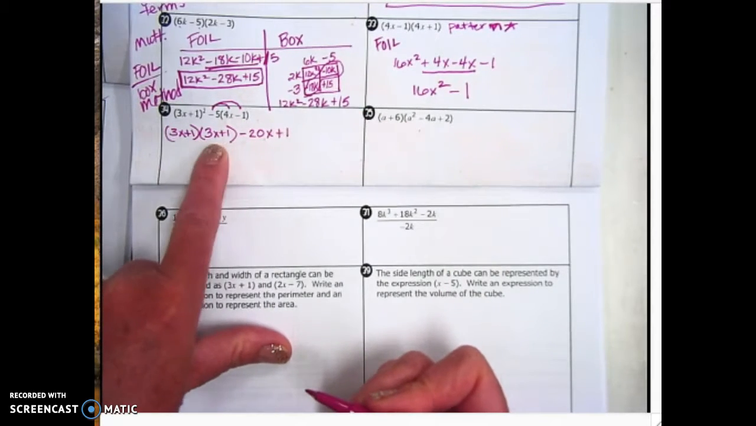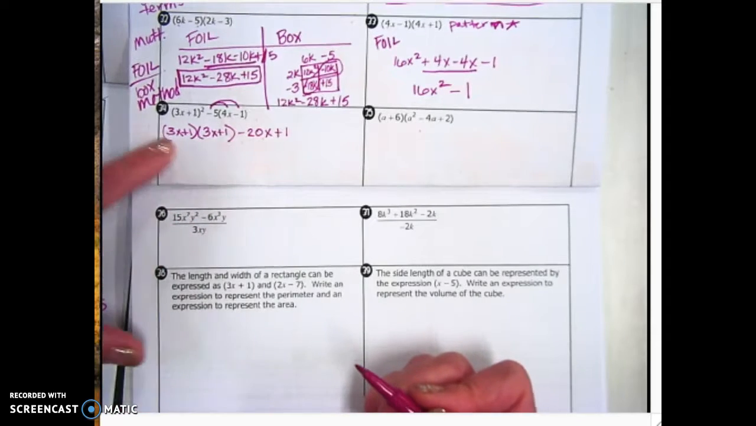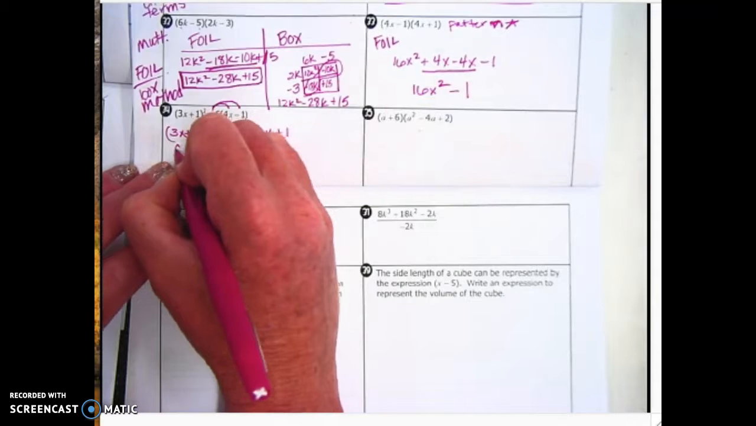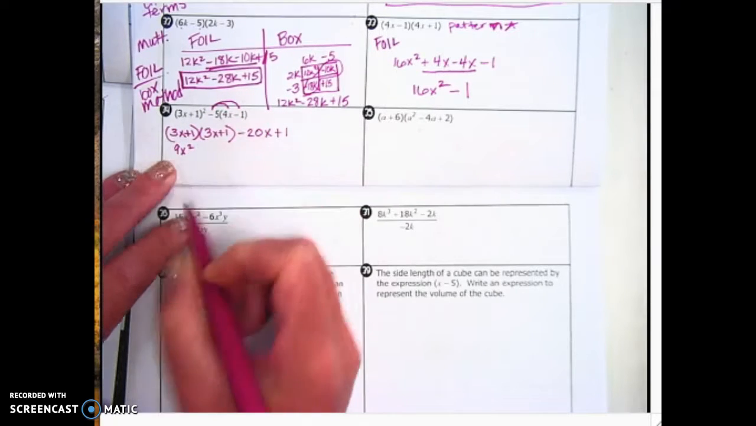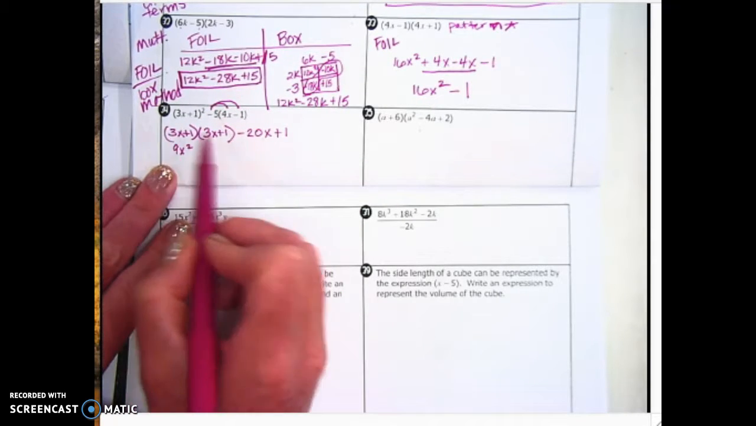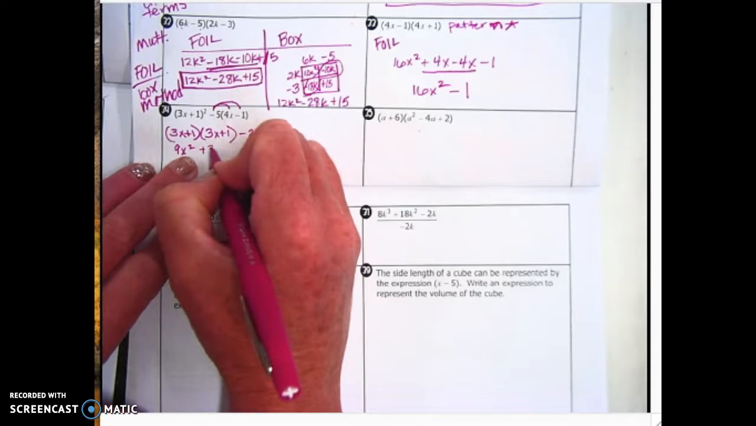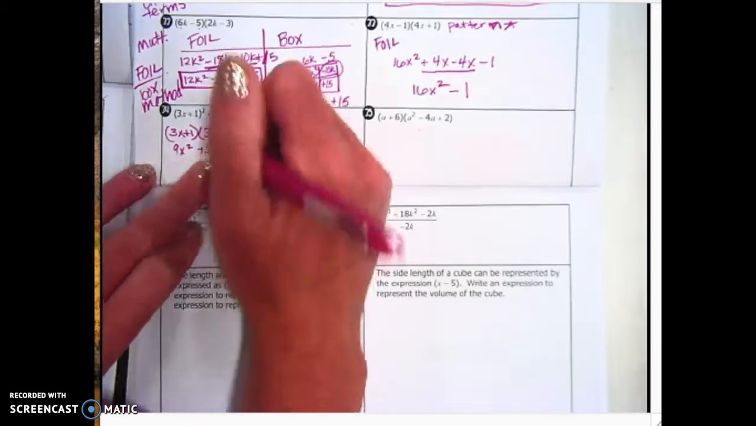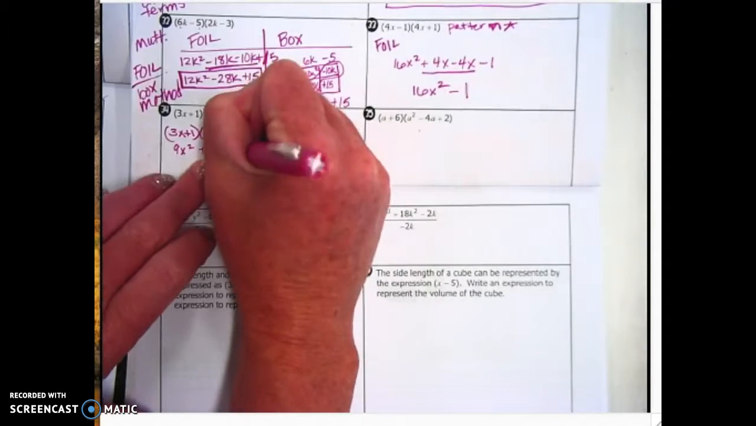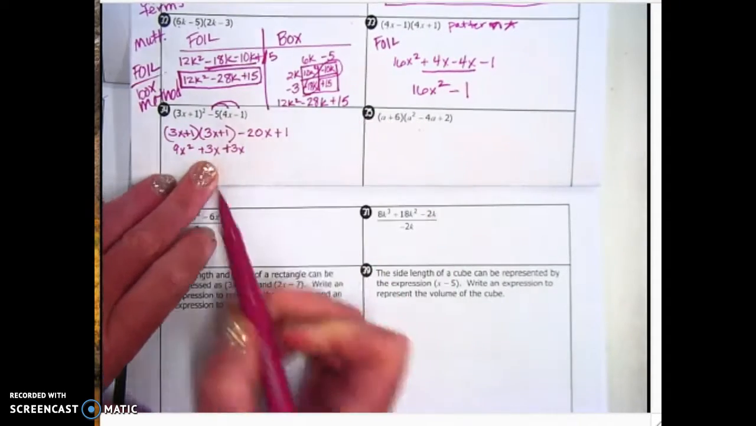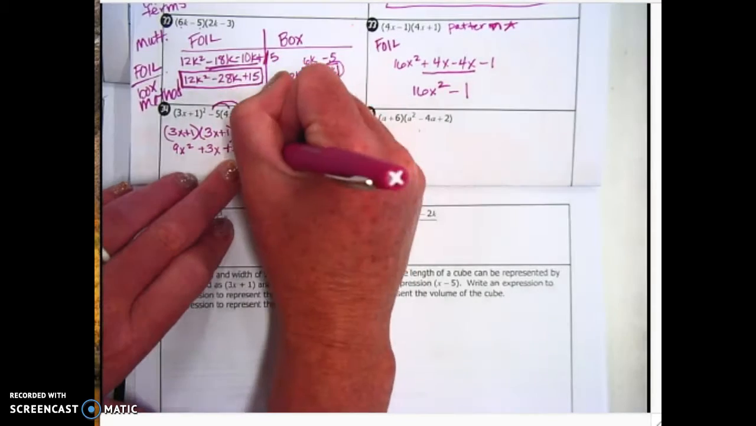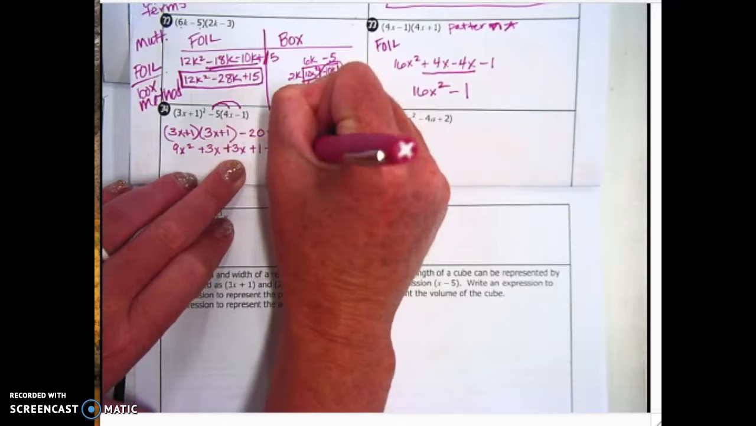Now we just need to FOIL this part right here. F stands for first. 3x times 3x is 9x squared. O stands for outside. 3x times 1 is a 3x. I stands for inside, which is another 1 times 3x, so another 3x. L stands for last. 1 times 1 is 1. Bring down the minus 20x plus 1.